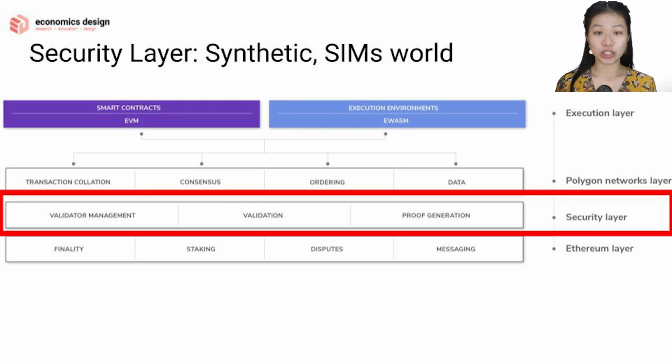Then we have the second layer, which is the security layer. This security layer exists above the Ethereum layer, and what it does is it runs parallel to the Ethereum layer. So it's kind of like a synthetic world or the Sims world. The Sims world where you exist in real life, and in your Sims computer game, you have this person that's living a similar life with you in a different kind of house.